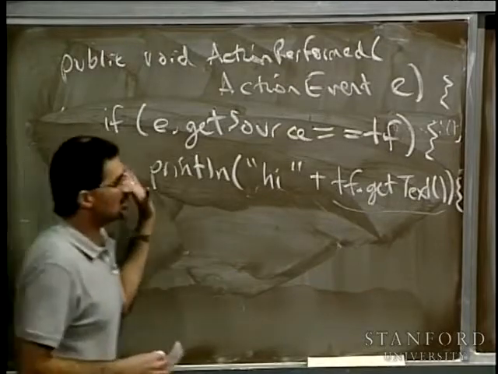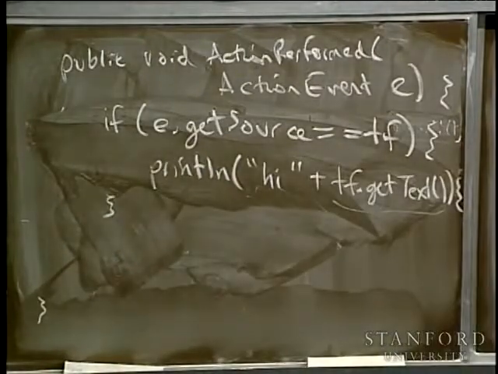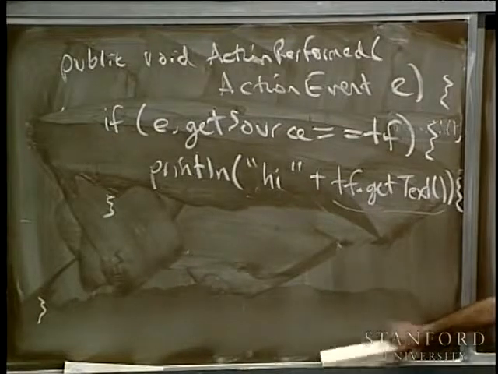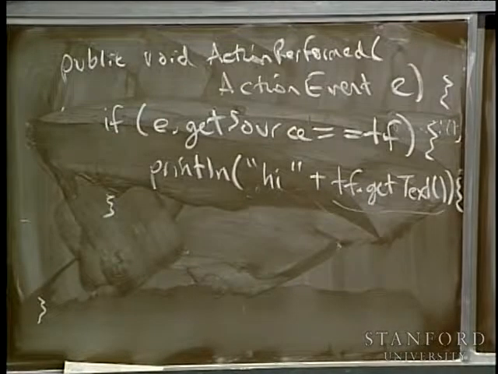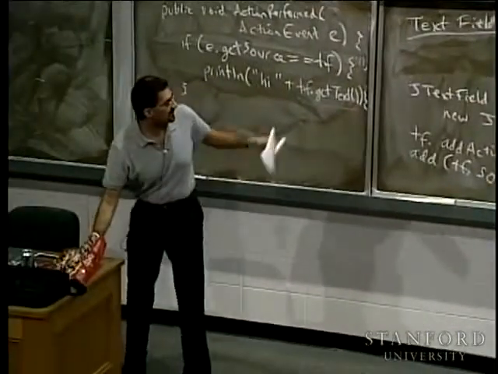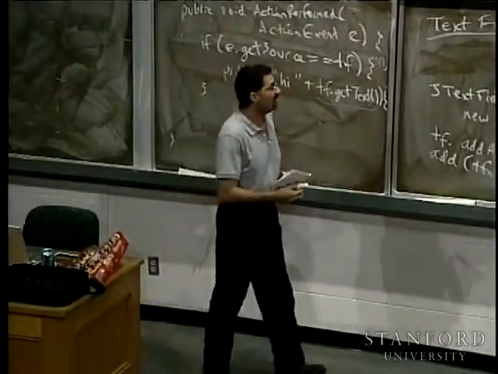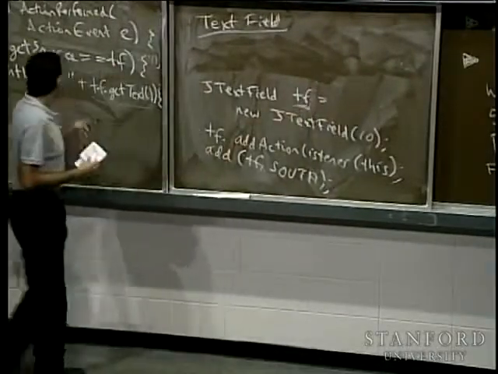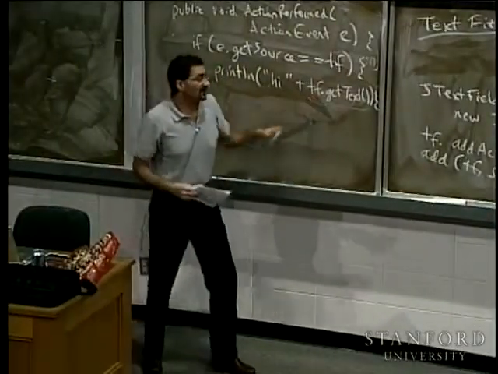But the warning bells that should be going off now: what's the problem if I've just written the code like this? It's not an instance variable, right? If this is my init method over here, I have no way of being able to refer to TF again out here. So I need to create the instance variable, right?